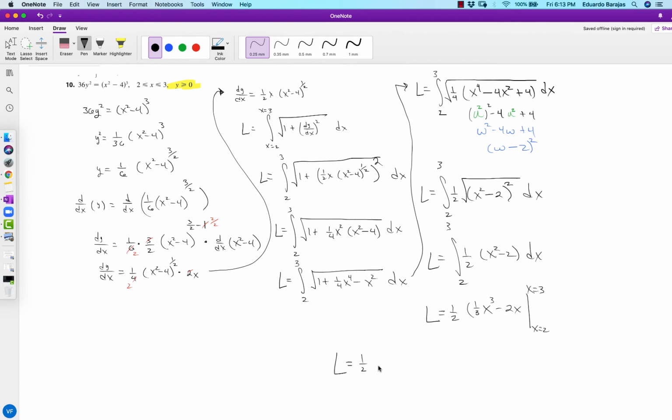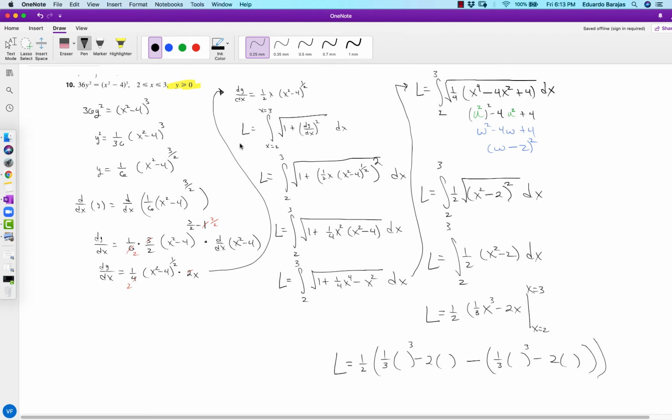So L equals 1/2 times (1/3 blank cubed minus 2 times blank) minus, and then again in parentheses, (1/3 blank cubed minus 2 times blank). So here we put 3 and put a 3 there, and here we'll put a 2 and a 2 there. So all we have to do is simplify that. That's going to be L equals 1/2, and then this just becomes 3 to the power of 2 minus 6 minus, and that's going to become 8 over 3 minus, and then plus 4, plus 4.